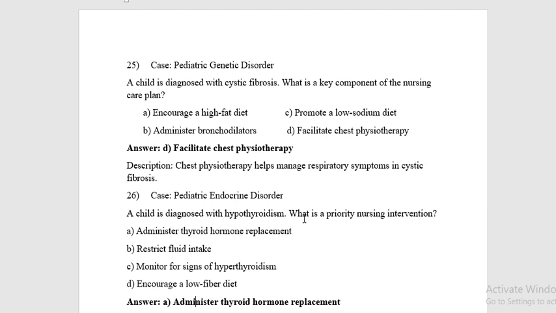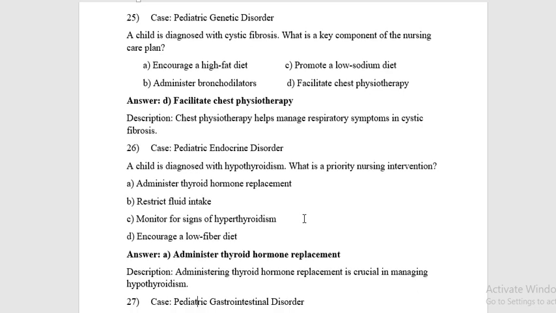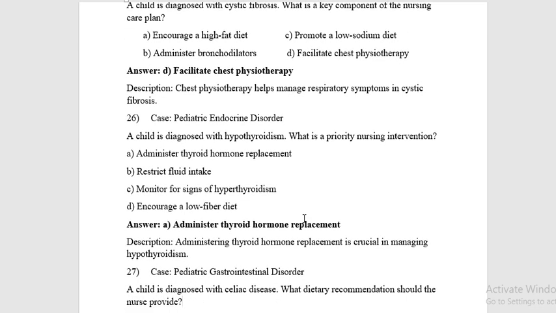Question 26. It's also a case of pediatric endocrine disorder. A child is diagnosed with hypothyroidism. What is the priority nursing intervention? A. Administer thyroid hormone replacement. B. Restrict fluid intake. C. Monitor for signs of hyperthyroidism. D. Encourage low fever.